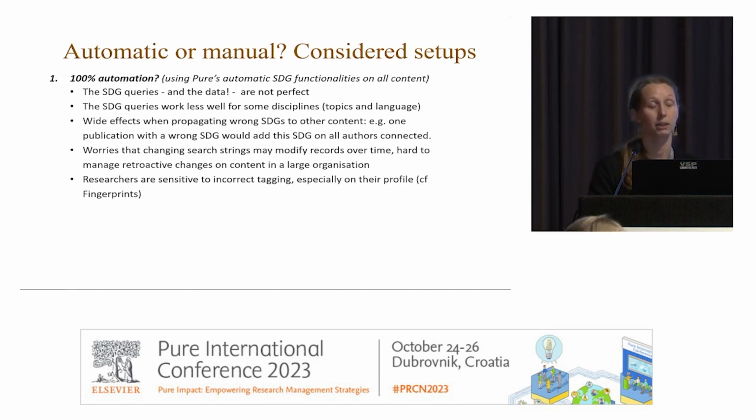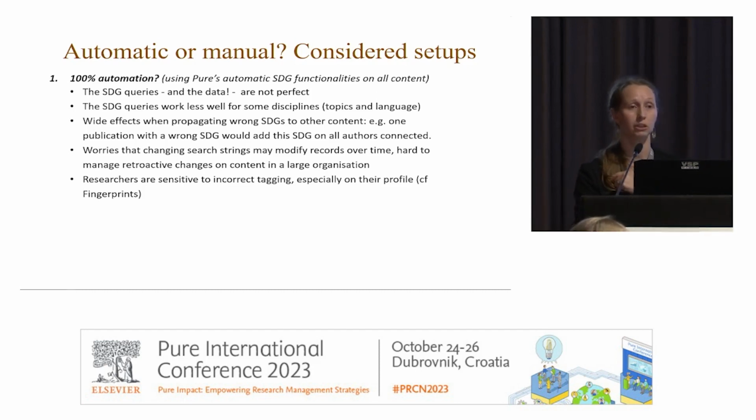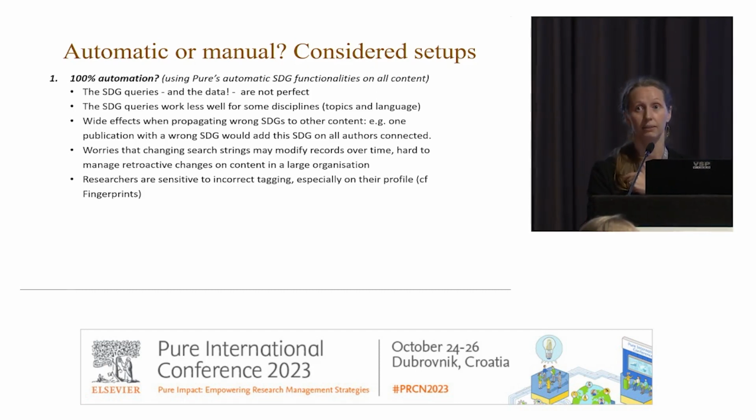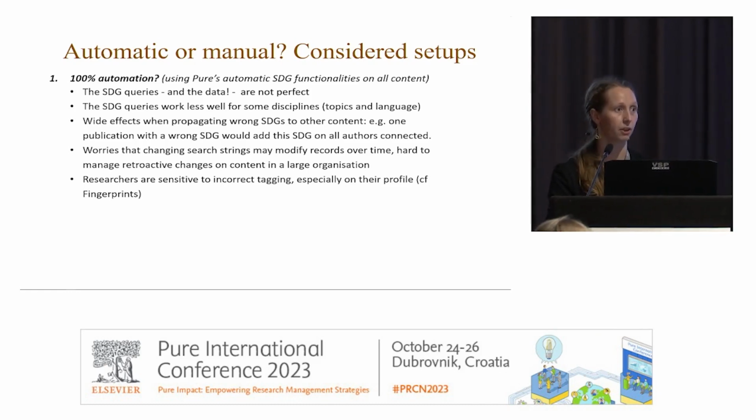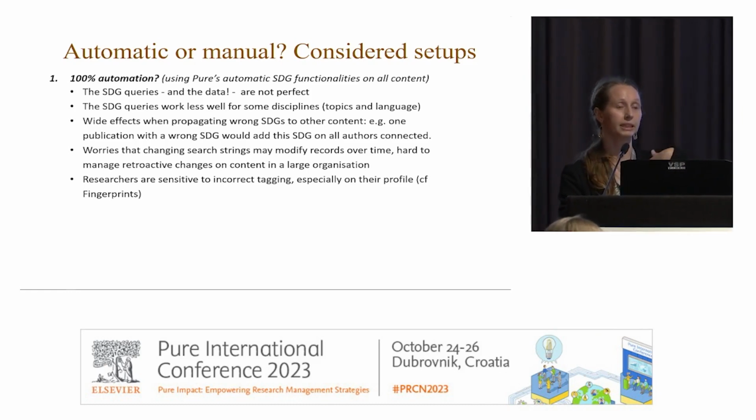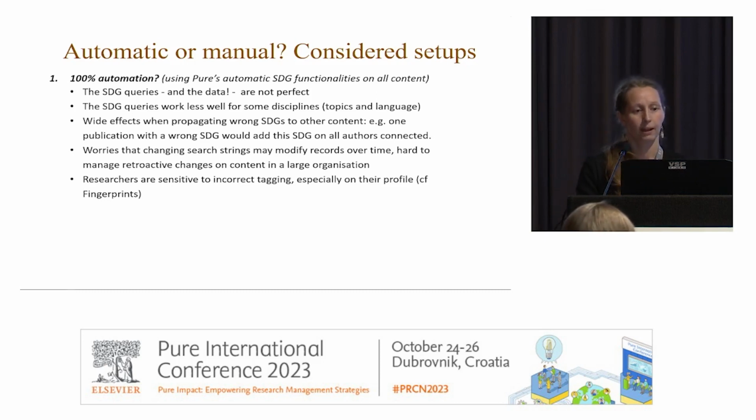And then we had worries about the changes of the search strings that automatic tagging is based on. Because if we pull out statistics this year and the strings change, our statistics are going to look very different the next year. So we wanted the data to be stable. And also, researchers are very sensitive to incorrect tagging, especially on their profile. We had this experience when we launched fingerprints, and we will never talk about that again.